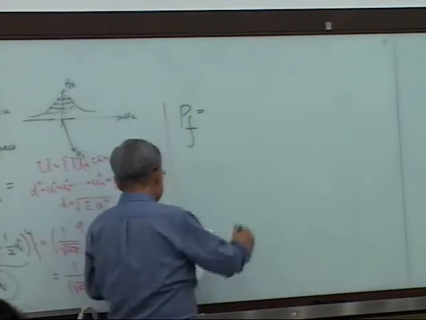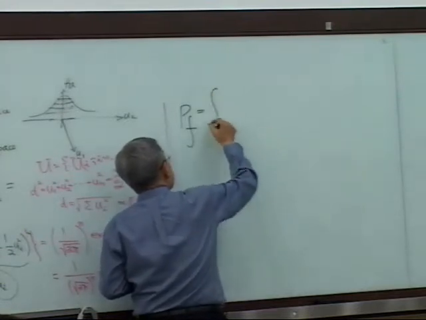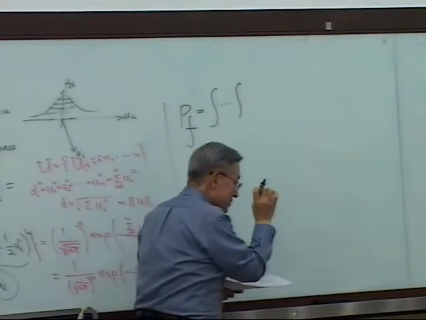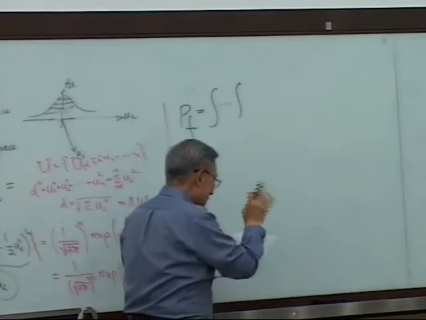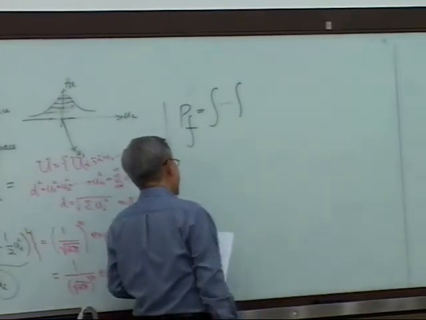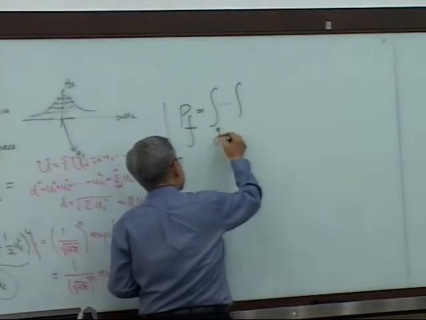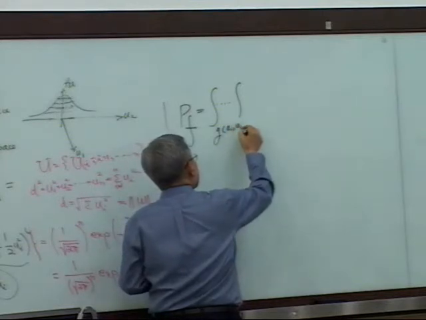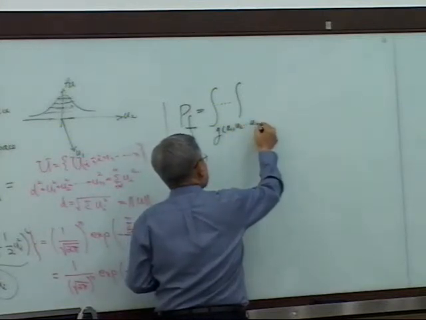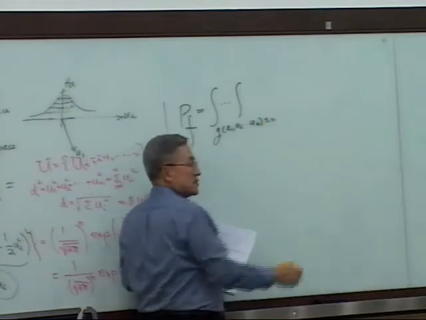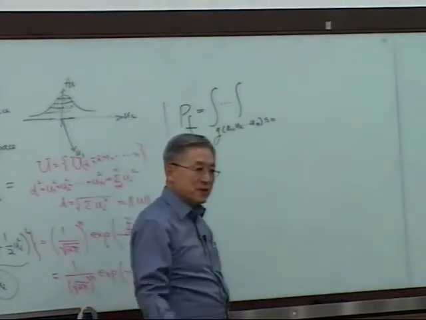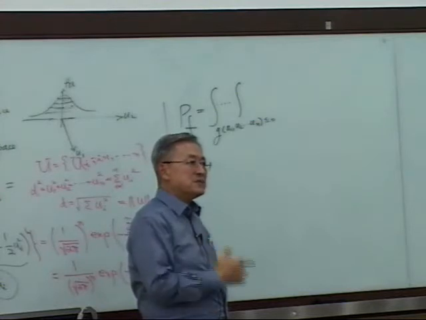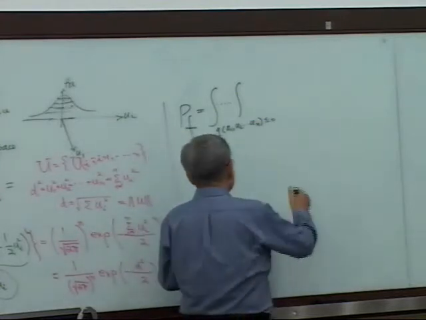PF is equal to, it's back to the original thought. I don't want to just show the result we got up to the last minute, but always look back, and this is what we are looking into. In what space? We are still in the U space. It's perfectly okay to investigate the probability of the failure.